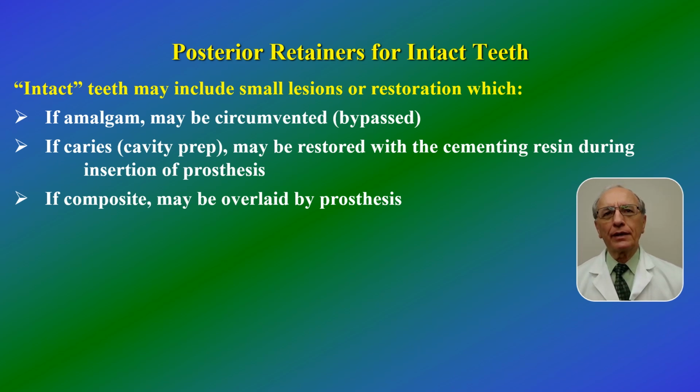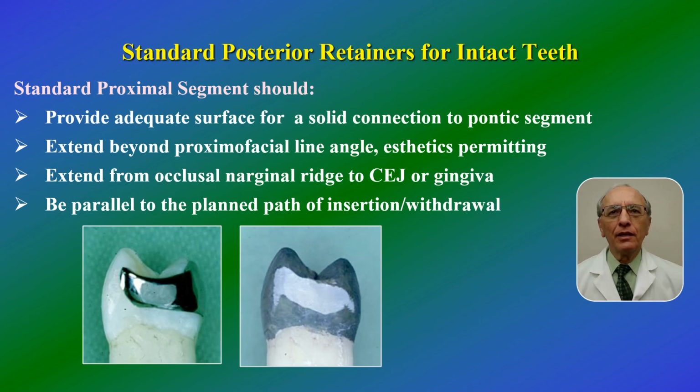Posterior retainers for intact teeth, where the intact teeth may include small lesions or restorations, which, if amalgam, may be bypassed. If cavity prep, it may be restored with the cementing resin during insertion of the prosthesis, or if composite, the composite may be overlaid by the prosthesis. The term standard is included to distinguish this retainer design from an alternate design to be introduced later in the segment. The standard design is the original Maryland retainer and still generally applied.